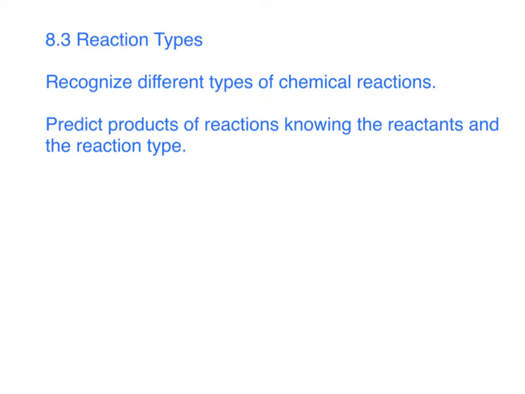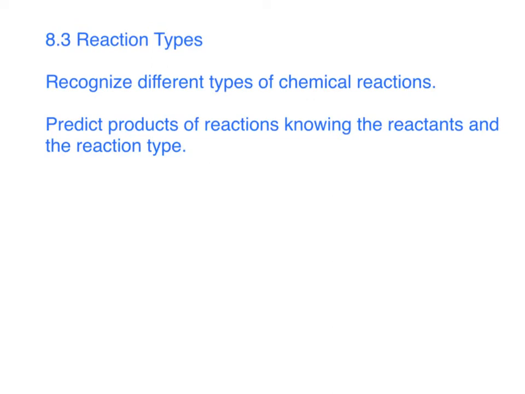Hey chemistry students, this is the final lesson in Unit 8 where we take a look at reaction types. So the first goal for the lesson is to get you to recognize the different types of chemical reactions. And then the second goal is to give you some practice predicting products of reactions if you know the reactants and the reaction type, to figure out what you would get as products out of a reaction.